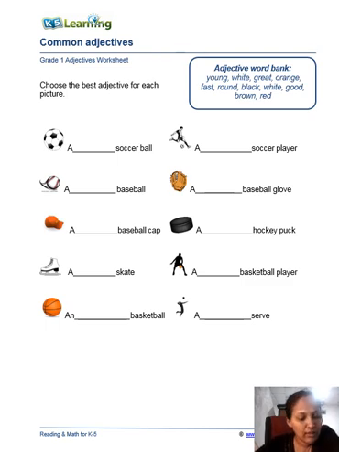And the next one, what do you have here? A basketball player. How can we describe the basketball player? We can say a good basketball player, a young basketball player, right? Those are the describing words we can use. And the last one is a serve, right? So there also we can say a great serve or a good serve, right?